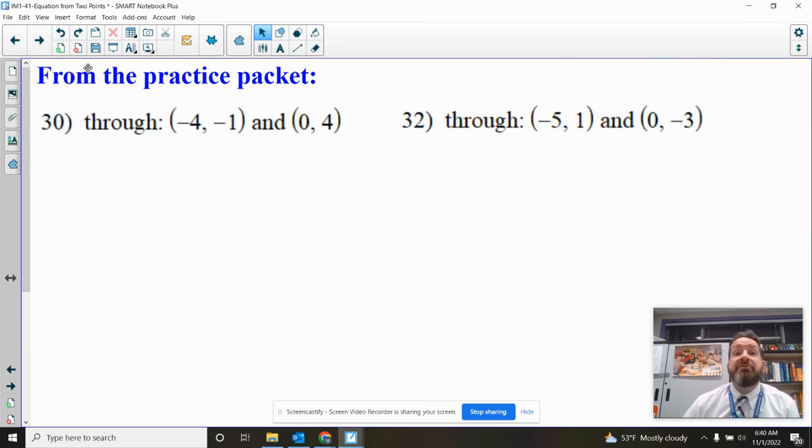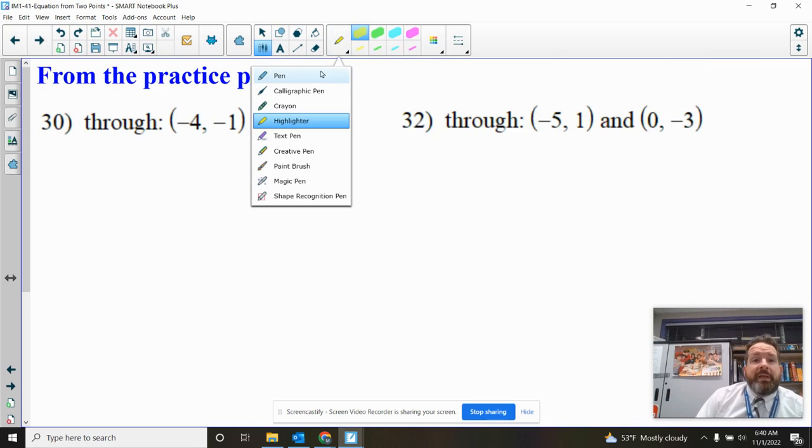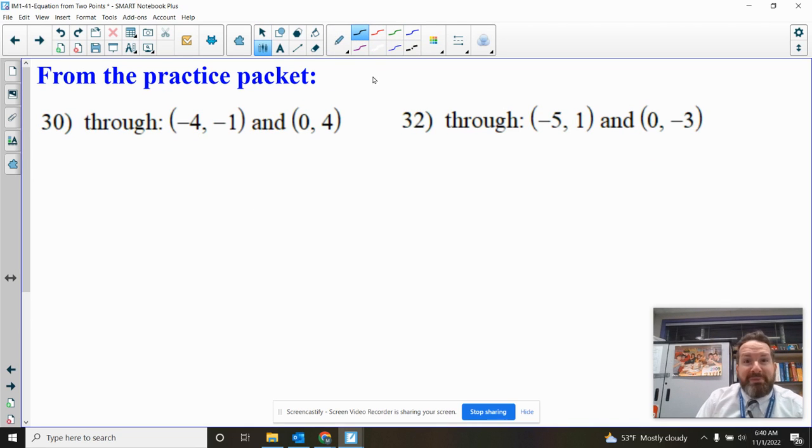These next two examples come from the practice packet, so have that in front of you if you don't already. I'd like you to do a quick pause, try it yourself, and unpause when you're ready to check.